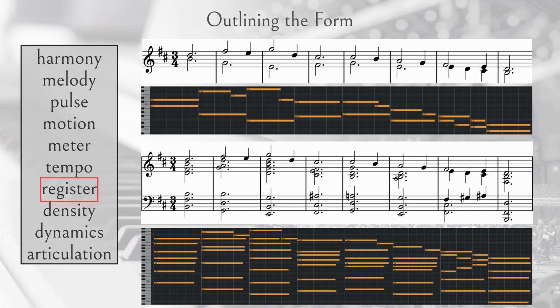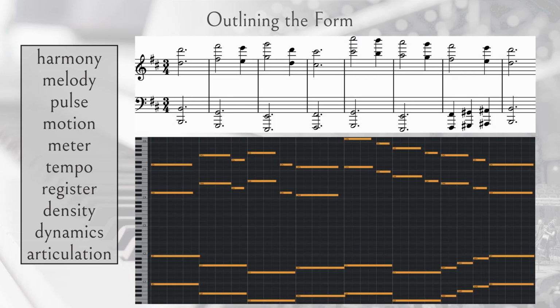So a lot of these parameters are very much related, but it doesn't mean that I always have to have, for instance, the register and density change in the exact same way. In this example, the density remains low, but the register has changed dramatically. There's quite a gap now between the low and high voices, which will result in a more hollow texture.